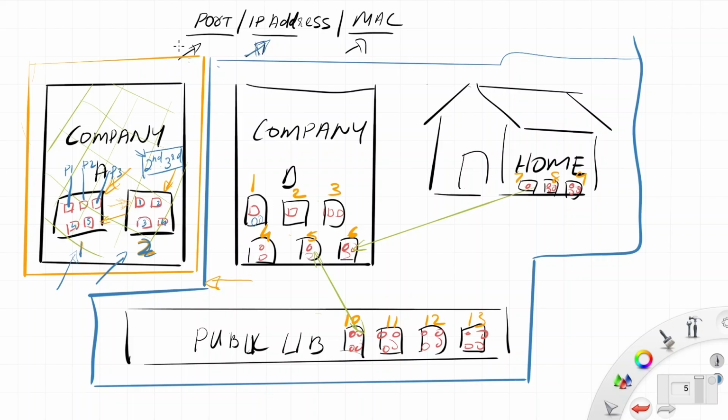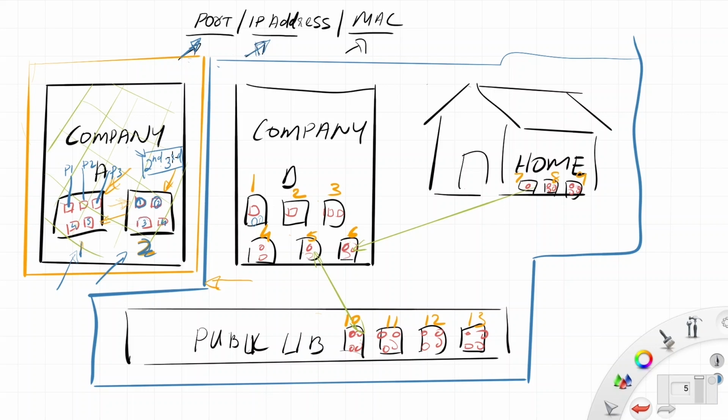Now, what about port? Port is the number of the program inside a computer. So port is equal to this second number right here. Again, it can be repeated between different computers. We will see that. And it cannot be repeated in the same computer as well. We'll see that as well.